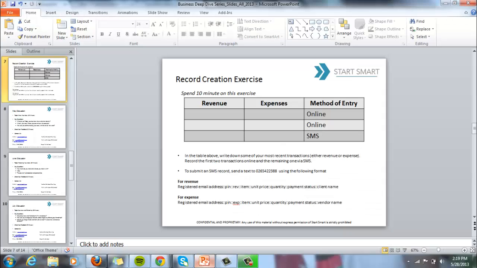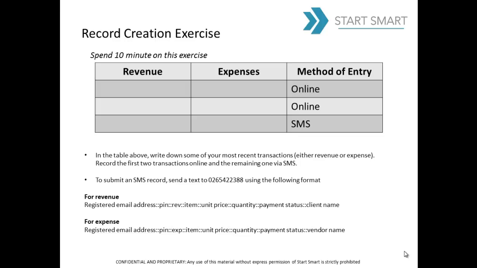Now, going back to our presentation, you can also submit records via SMS. This is the phone number that you would text those records to. If you're outside of Ghana, it would appear as +233 265 422 388. And then there's a very specific format that we follow.